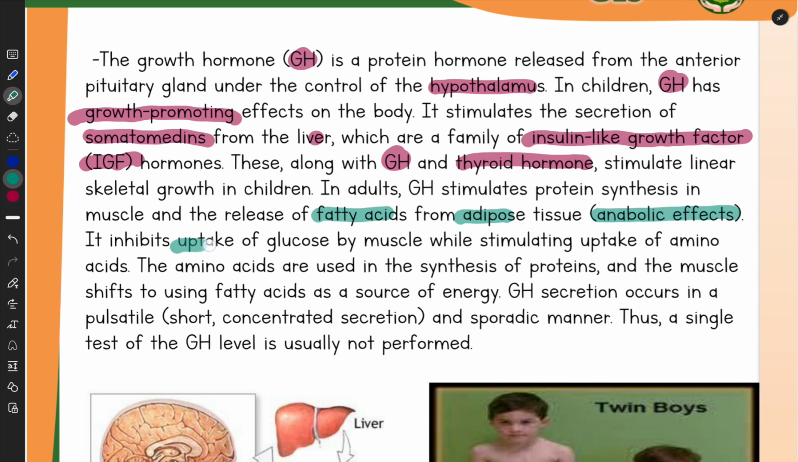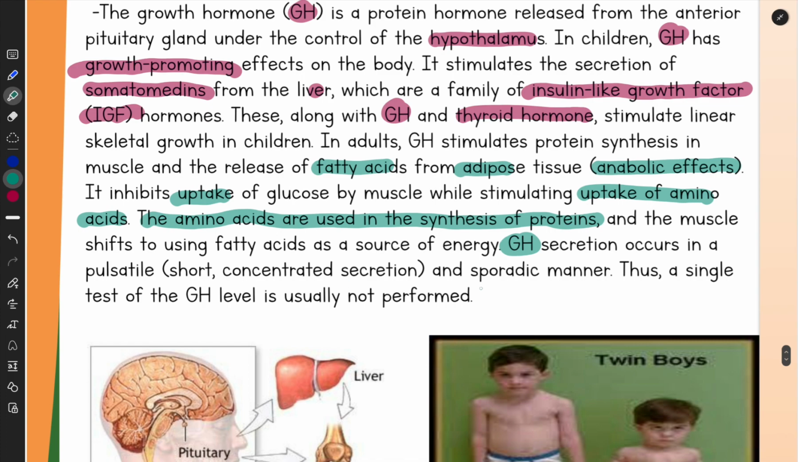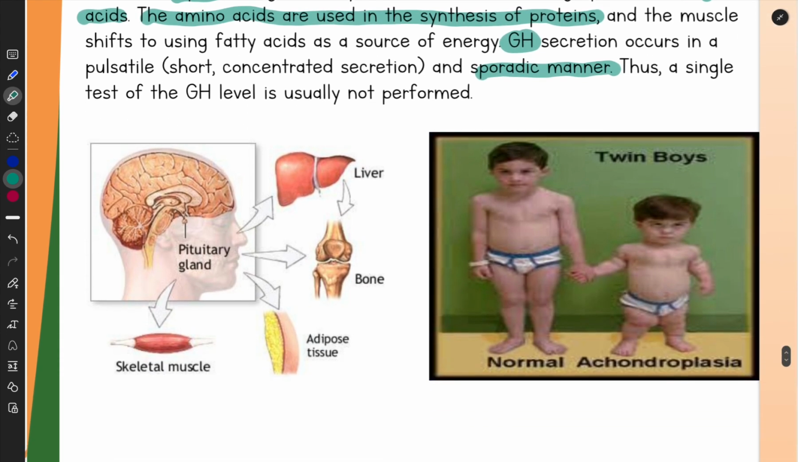It inhibits uptake of glucose by muscle while stimulating uptake of amino acids. The amino acids are used in the synthesis of protein, and the muscle shifts to using fatty acids as a source of energy. GH growth hormone secretion occurs in a pulsatile, short, concentrated, and sporadic manner. Thus, a single test of the GH level is usually not performed.